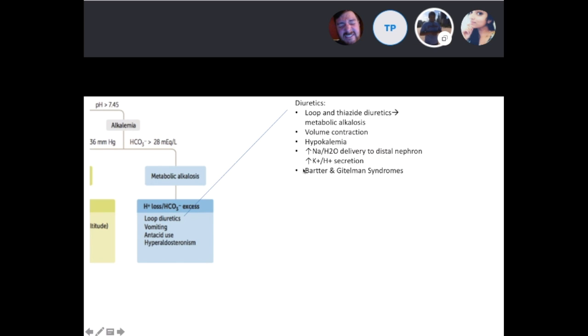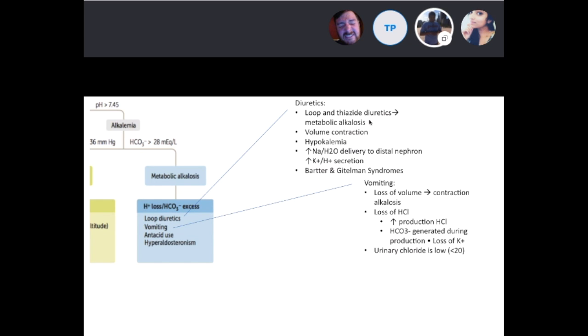Now, not listed anywhere is the Bartter and Gitelman syndrome. These are similar to loops and thiazide issues, because these patients who have these syndromes congenitally will have dysfunctions that affect what the loops and thiazides do, their mechanism. So they're similar in that sense.